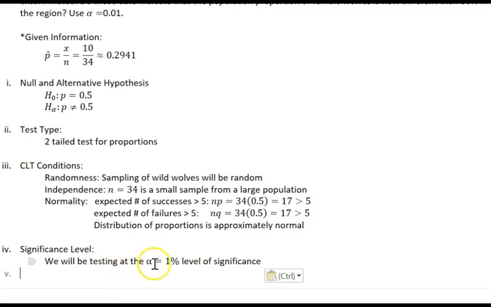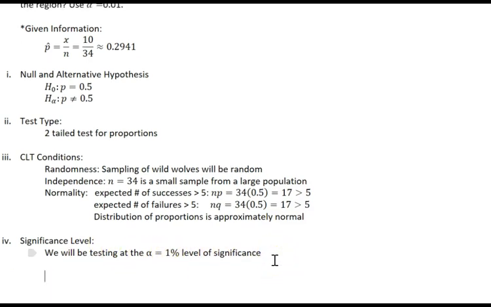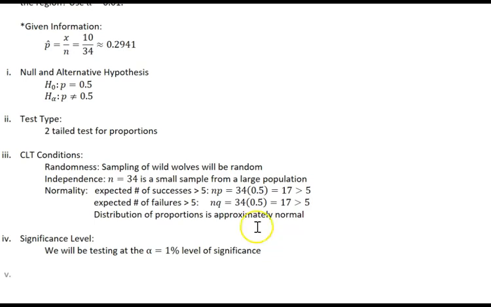Right, so we will be testing at the alpha equals 1% level of significance. Okay, so the next thing that I want to do is look at my graph, and again, I don't just start with the graph. I've got to find some values. I've got to find my test statistic that's coming from p hat, and I need to find out what my cutoff level is in terms of z-scores.